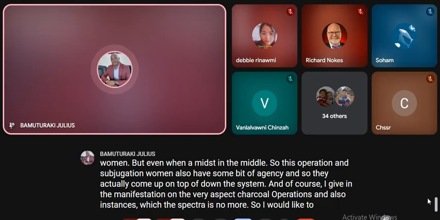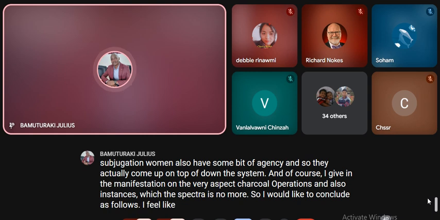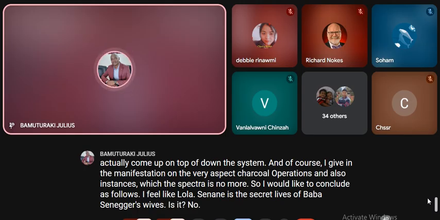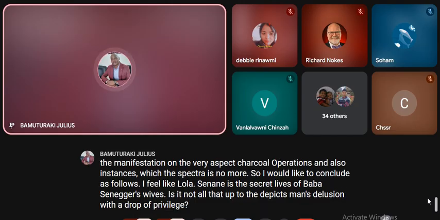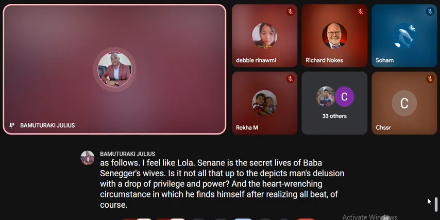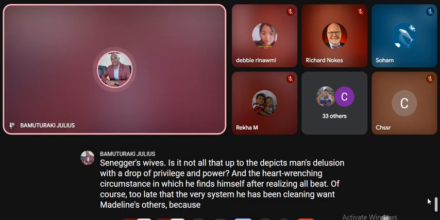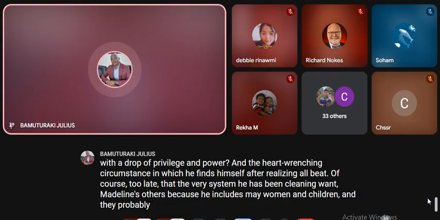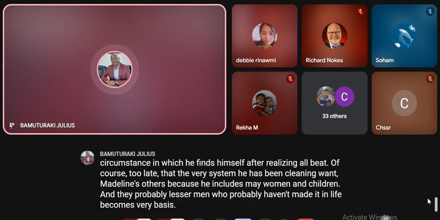So I would like to conclude as follows. I feel that Lola Shoneyin's The Secret Lives of Baba Segi's Wives is a novel that aptly depicts man's delusion with patriarchal privilege and power, and the heart-wrenching circumstance in which he finds himself after realizing, albeit too late, that the very system he has been clinging on to in order to marginalize others, including men, women and children, and maybe lesser men who haven't made it in life, becomes the very basis of his downfall.